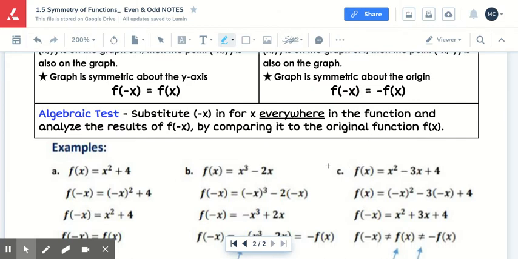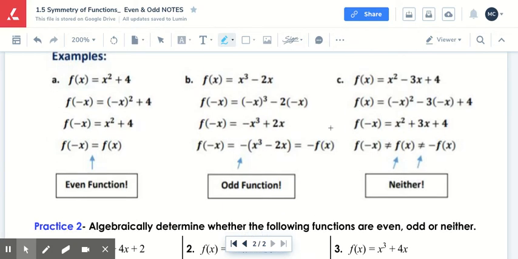Okay, so to test for this, we're going to take each original function and replace the x with negative x everywhere in the function. And then we'll analyze the results that we end up with. There are a few examples here that are completely worked out for you. The original function is given here at the top.